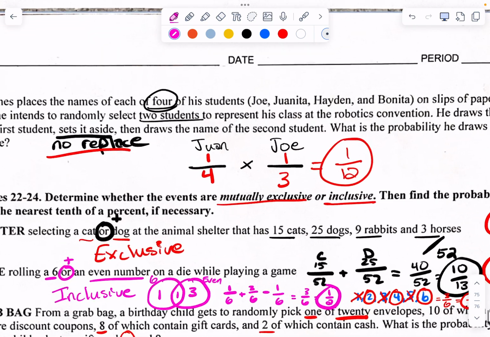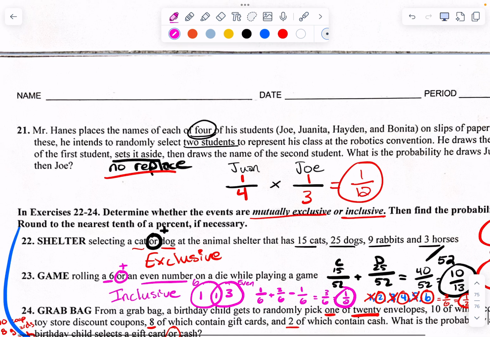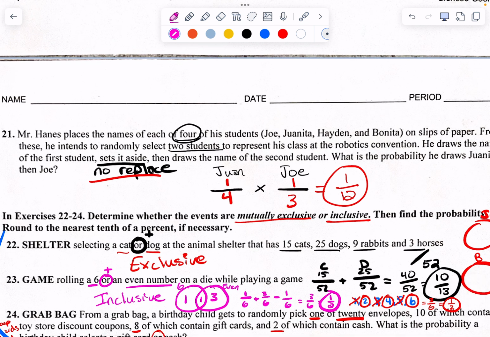Can we do 21? All right, go get a whiteboard. I'm going to stop the recording.